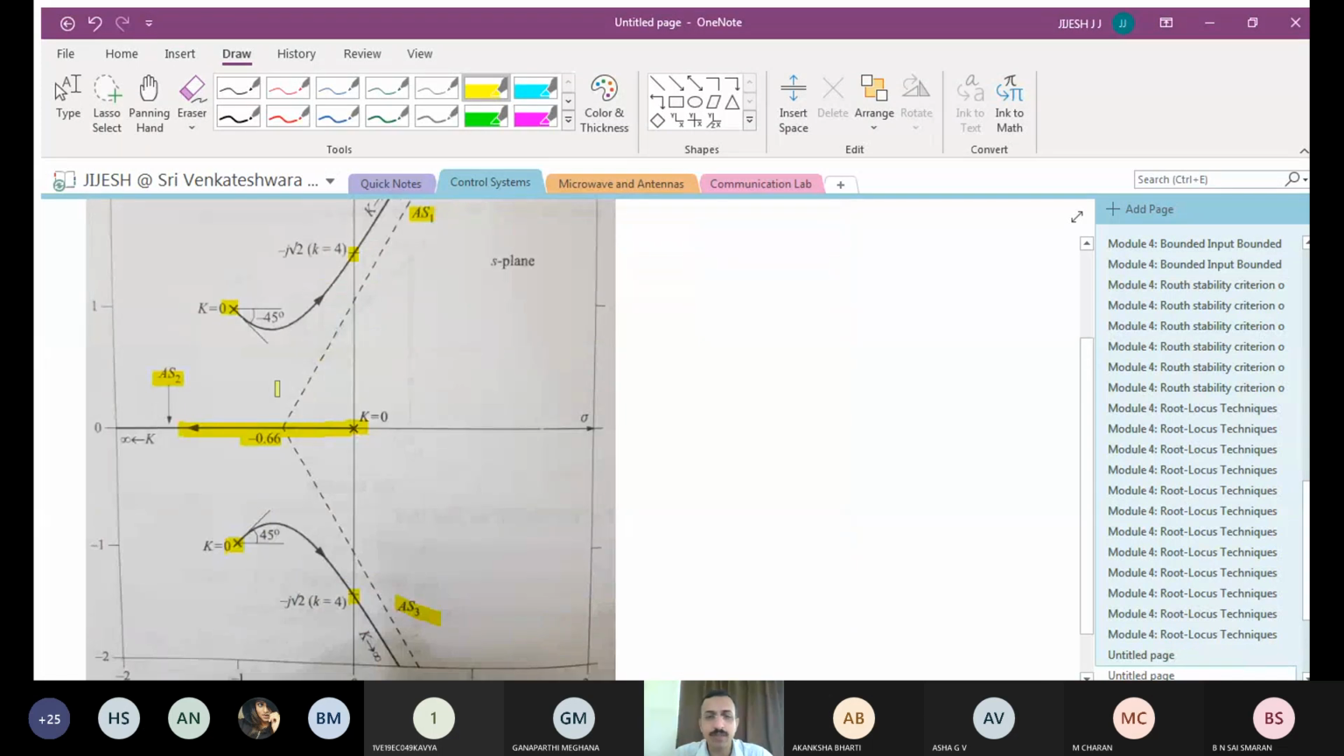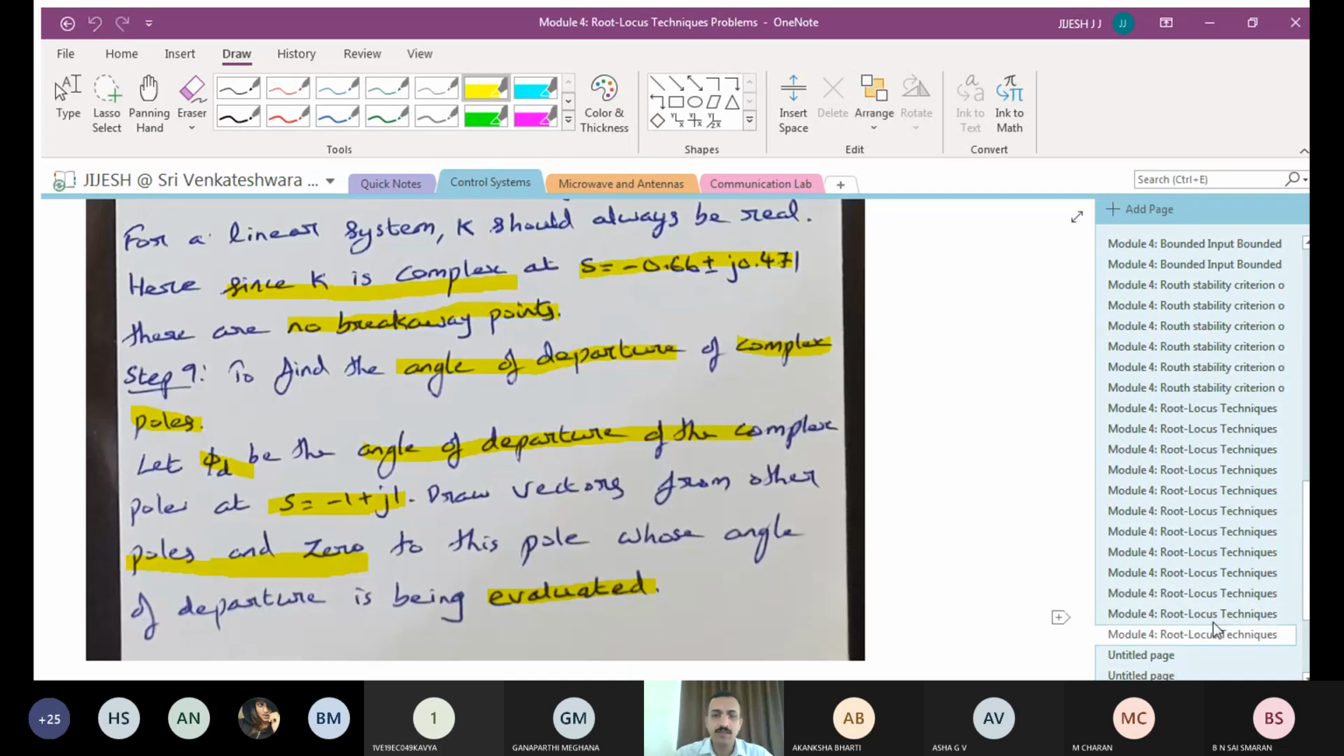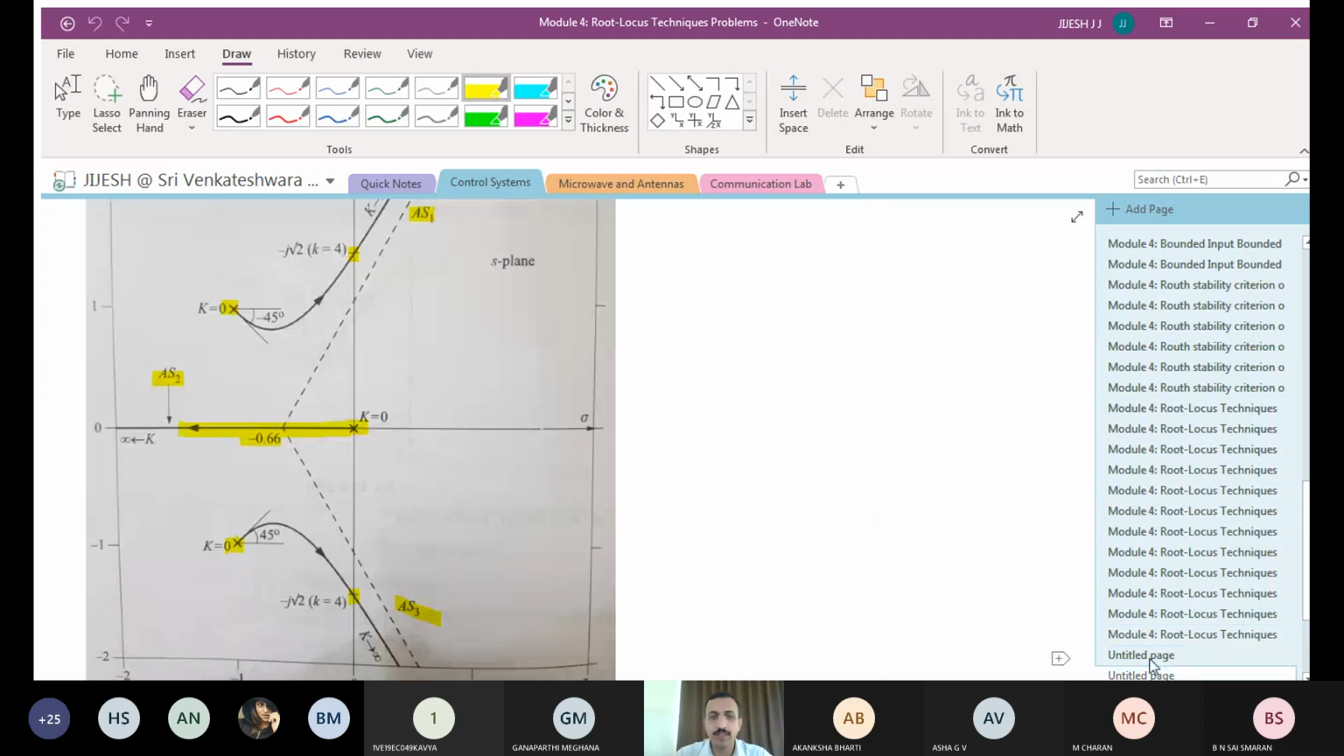So minus 1 minus j1 will come here, and my angle is 45 degrees, and for minus 1 plus j1, when I plot it, my angle is minus 45 degrees. So you can see that you can draw one line there. Plus 45 means you have to take it above, minus 45 means you have to take it below, and you have to start the root locus in this manner.